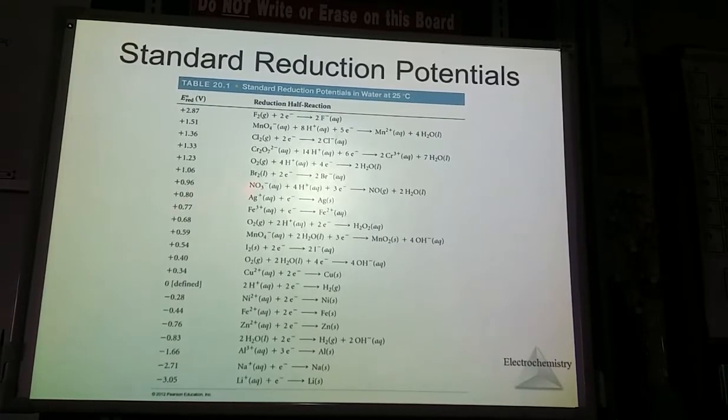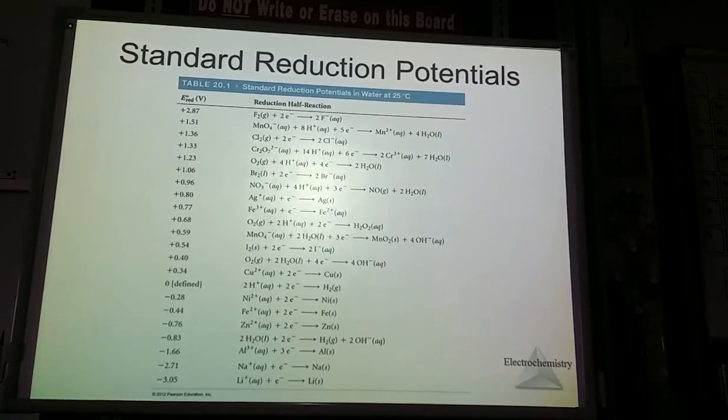They asked me about NO3. So NO3 is right here. They asked me about Ag, which is right underneath NO3. And then they asked me about Cr2O7, which is above both of them. And they said they want us to rank the following ions in order of increasing strength as oxidizing agents.